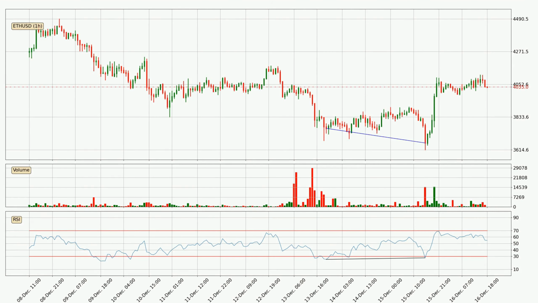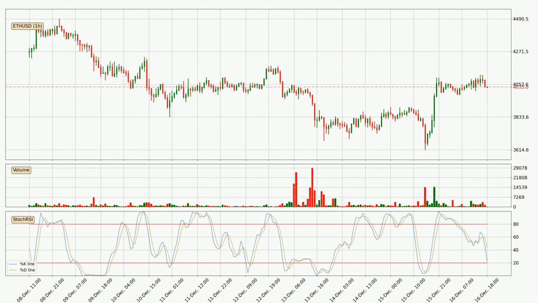On the lookout for divergences in the hourly time frame, the price has already gone up owing to the last bullish divergence. Jumping to the hourly stochastic RSI, the stochastic RSI currently shows no overbought or oversold conditions, but we can see that the trend is currently going down because the K line is below the D line.